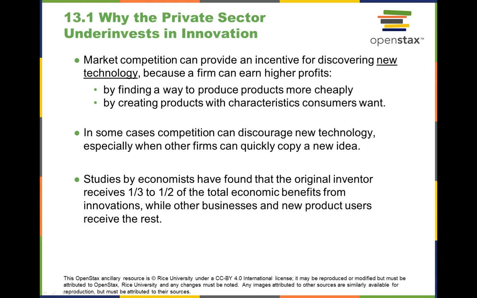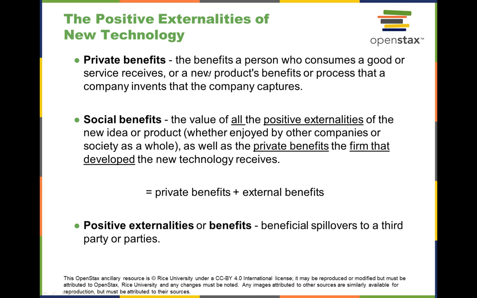Positive externalities happen a lot with new technology, and they also happen with research and development. And these often help in a way that people don't necessarily foresee. The private benefits, the benefits of a person who consumes the good or services received, or a new product's benefits or process that a company invents, the company captures. So this only applies to the suppliers and those that are demanding, so the producers and consumers.